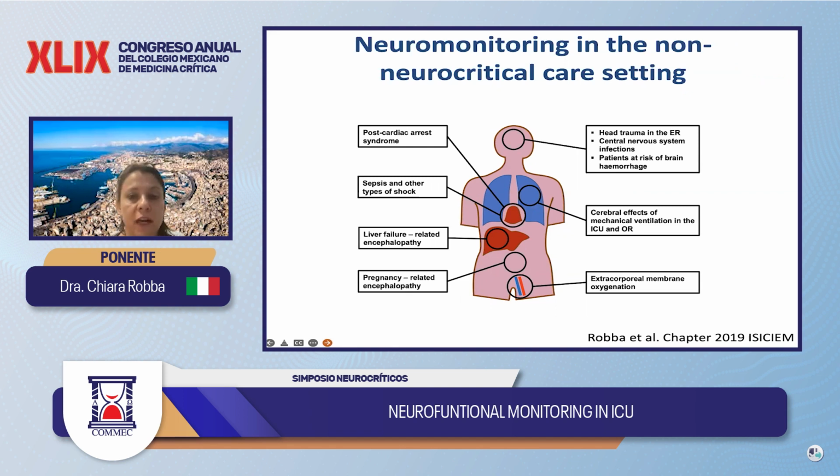Most of the patients with cardiac arrest die of cerebral edema, and so we are used to monitor the heart, to monitor the lung, but we are not very used to monitor the brain, which is one of the major causes of disability and mortality in this context. Sepsis, think about all the neurological complications in a patient with sepsis, pregnancy, encephalopathies related to pregnancy, liver failure, and also mechanical ventilation.